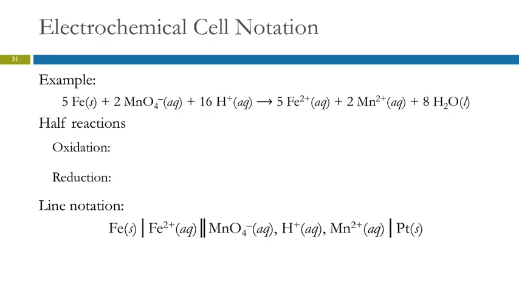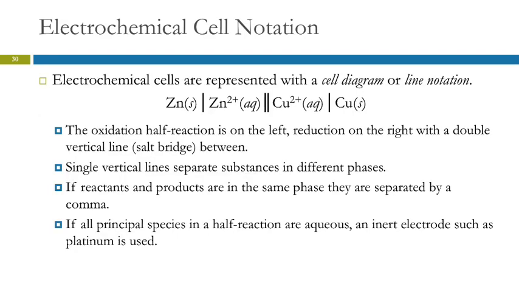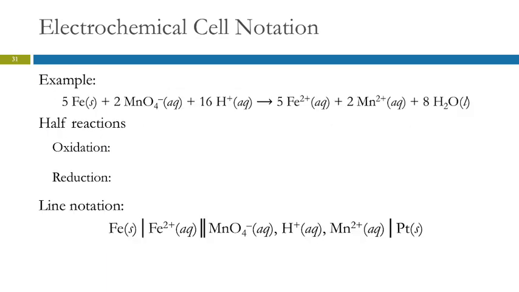For the double lines that you put there, is that just supposed to be like that? So the double line here represents the salt bridge. We've got the oxidation half reaction on the left, the reduction on the right, with a double vertical line, the salt bridge, in between. So let's look at an example here.